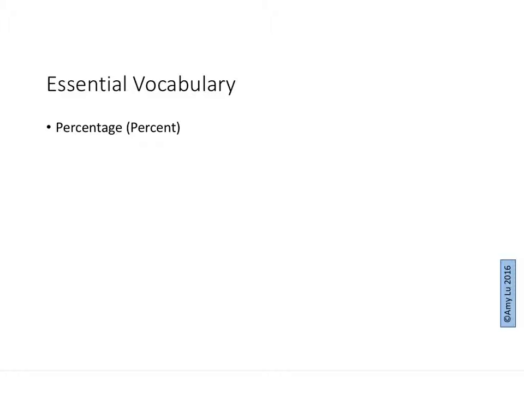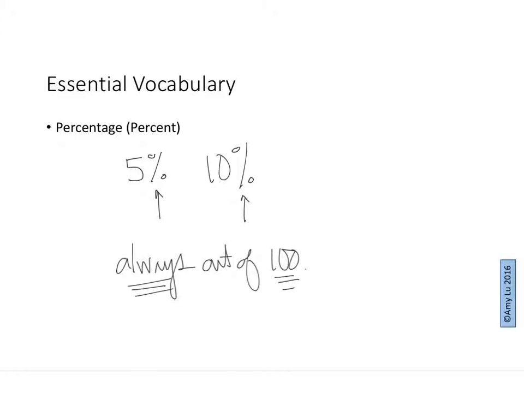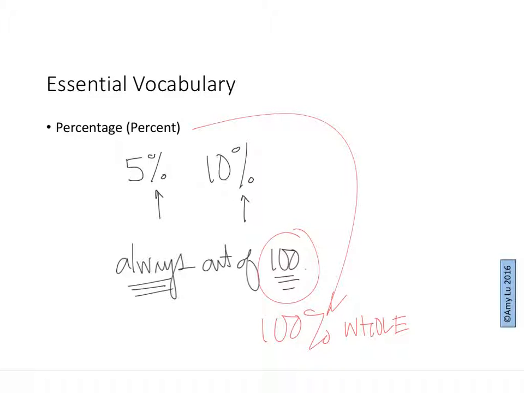So you need to know what a percentage is. For example, if you see this with the symbol behind it, that is a percentage, 5%. This is 10%. Now, a percent, just like when you take tests, is always out of 100. And when you get 100% on a test, that means that's your whole. That is the most you can get. So percent, always out of 100.